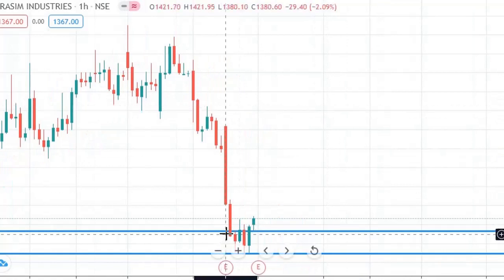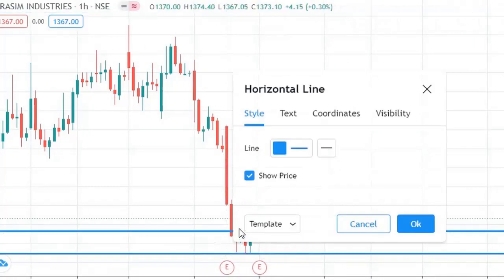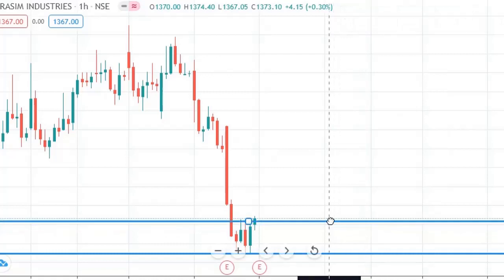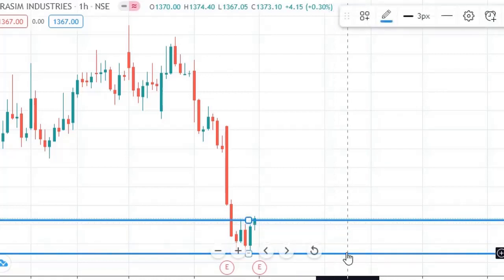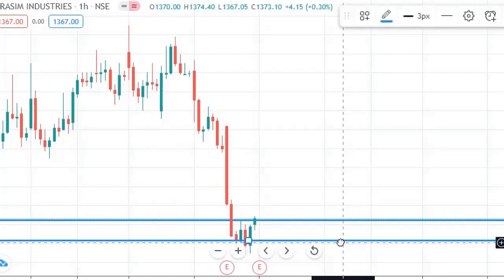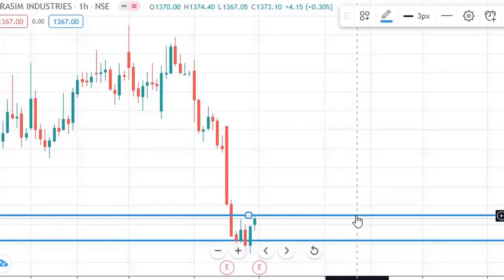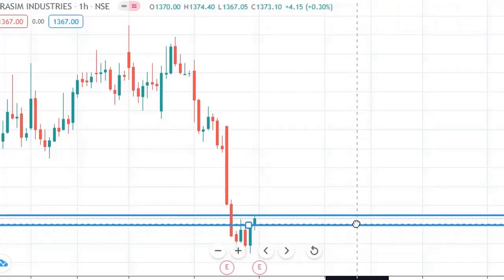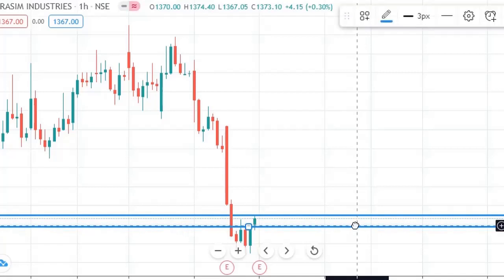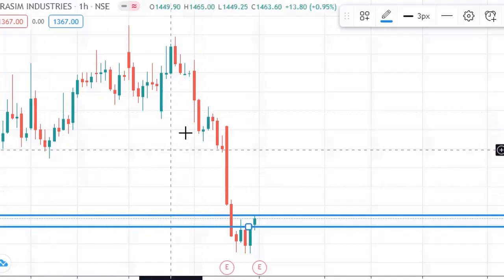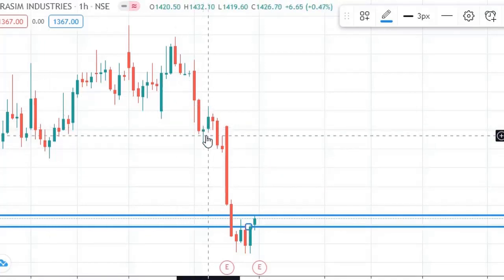Now which candle closed above? So this is the candle that closed above, sorry. So we mark it, this and this. Now again it went up. So this was how Grasim failed continuously, I think for the past 2 or 3 days.